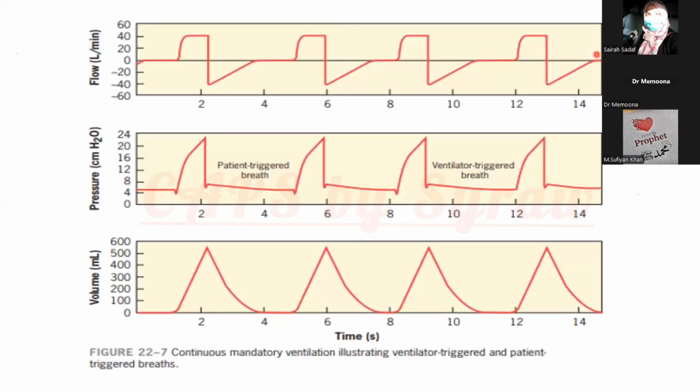This is the typical graphical presentation of the assist control mode. Here, if you look at the top and bottom graphs, you will notice that all the breaths look similar. The difference is seen in the pressure graph in the middle, where you could see the first, second, and third breaths are patient triggered or patient initiated. How do we know this? Because there's a slight negative deflection before each breath. So we know that all three breaths are patient initiated. However, the fourth breath is ventilator initiated because there is no negative deflection, and this is time triggered.